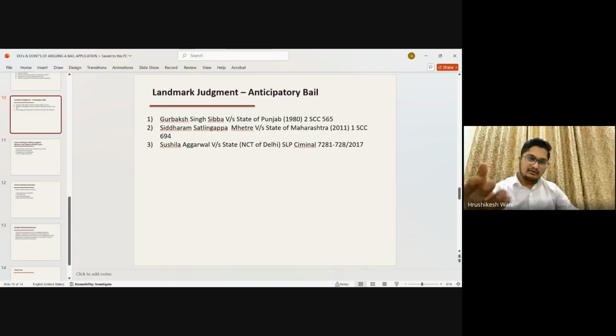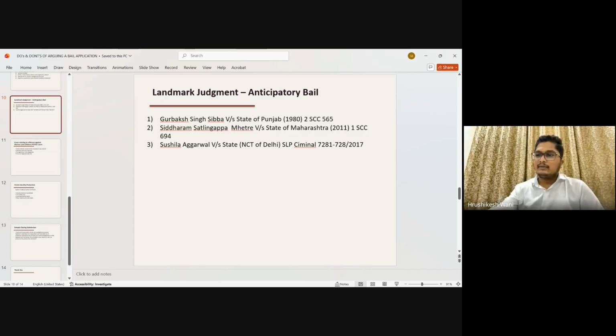Then this Gurbaksh Singh was again referred to in the case of Siddharam Mhetre versus State of Maharashtra in 2011. And then came the case of Sushila Aggarwal versus State (NCT of Delhi), which was in 2017, and these all lay down the guidelines relating to anticipatory bail.